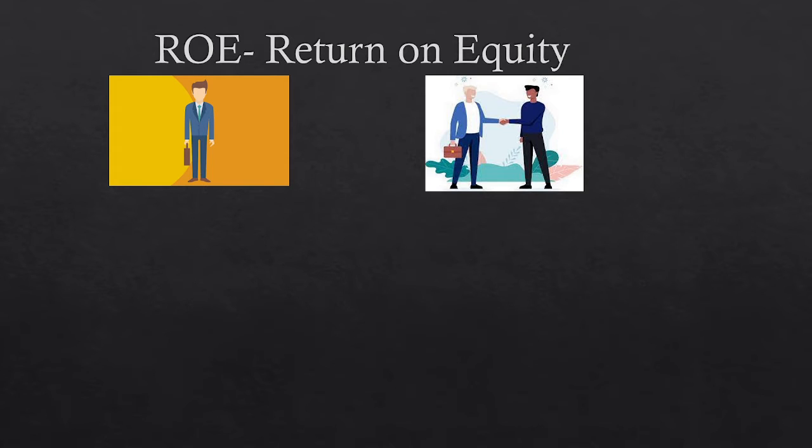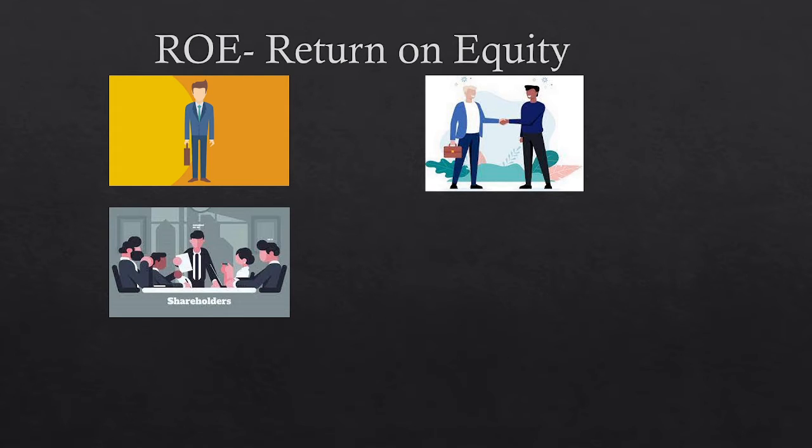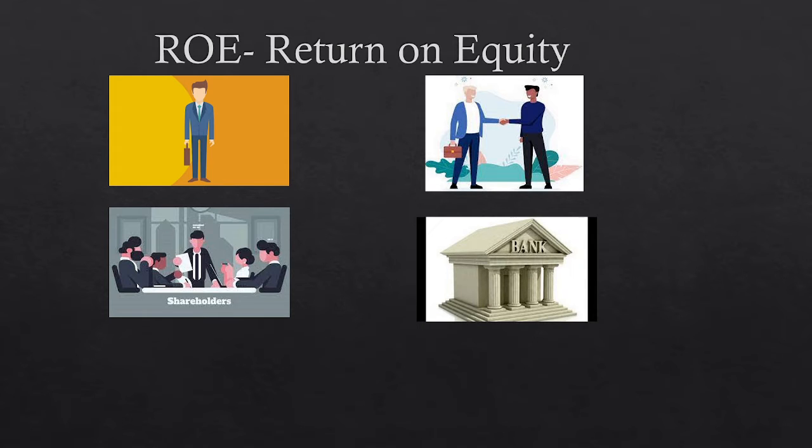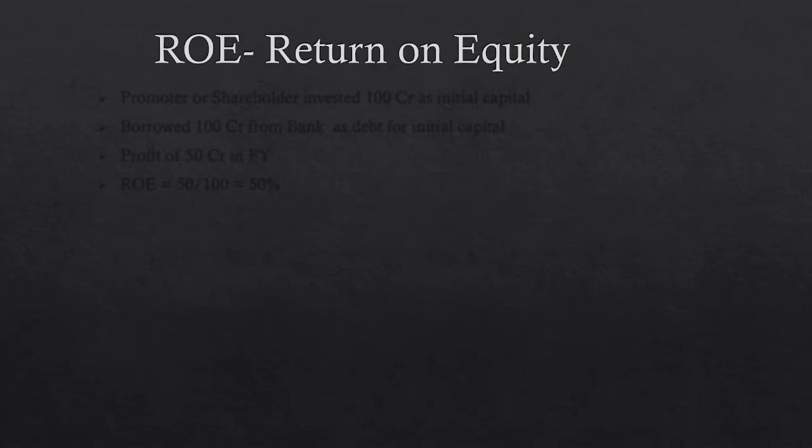Or he can get a partner who believes in his idea and is ready to invest in his company. Or he can go to the people and ask them to invest in his company, and in return he can give them some equity shareholding as part of the shareholders. Or he can borrow that money from a bank or a financial institution, and in return he has to pay some interest to that bank or financial institution. So these are the different sources from where an individual or organization can arrange initial capital for a business. So let's understand this with an example.